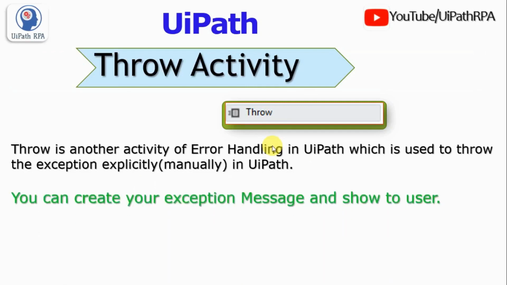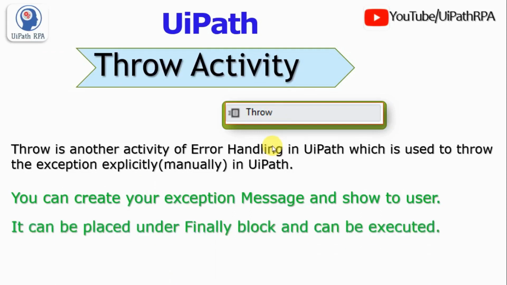You can create your own exception message and show it to the users. It can be placed under the finally block and can be executed. It means the throw activity can also be placed under the finally block and executed from the finally block also. You can create your own custom exception messages and show them to the users.